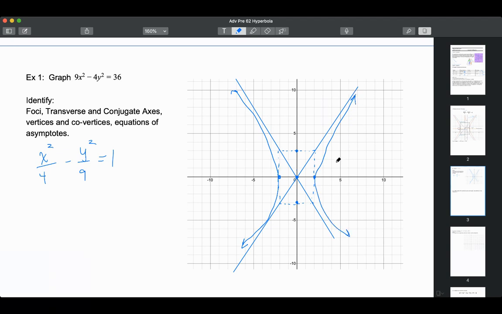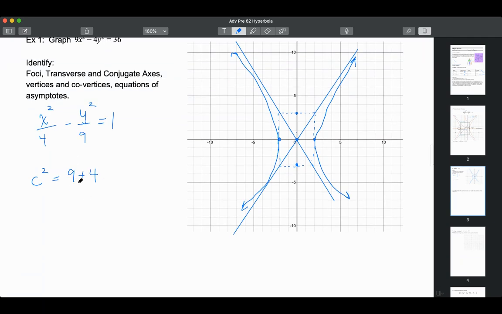All right, so identify my foci. Well, I know my distance c squared is a squared plus b squared. And it doesn't matter the order that I do those. So of course that's 13. So c is going to be equal to root 13. So to find my foci, I'm going to go from my center and then over root 13.